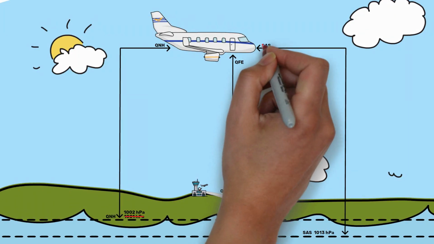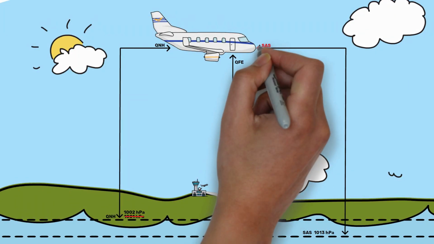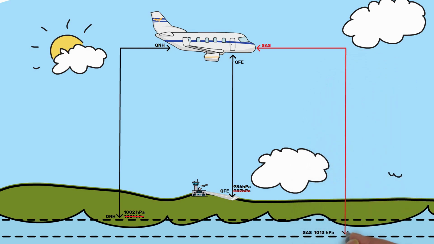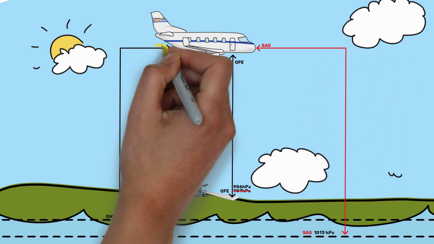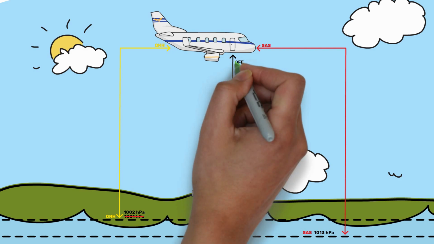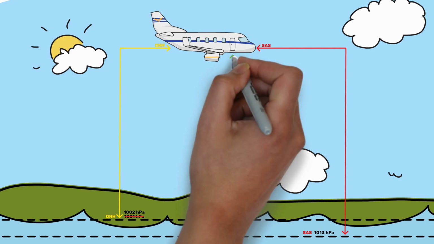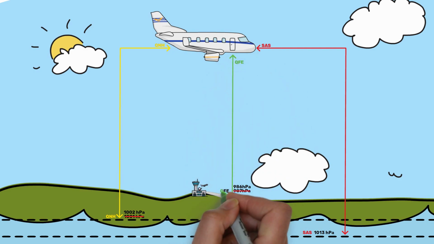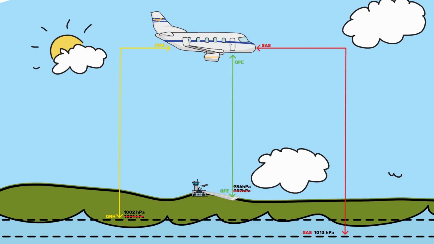So to wrap things up, SAS is measured from average sea level air pressure and is used at high levels of flying to aid in separation of aircraft. QNH is measured from current sea level air pressure and is used to maintain vertical separation against ground level, and QFE is measured from an aerodrome's runway air pressure and is used to aid in the safe landing of aircraft.